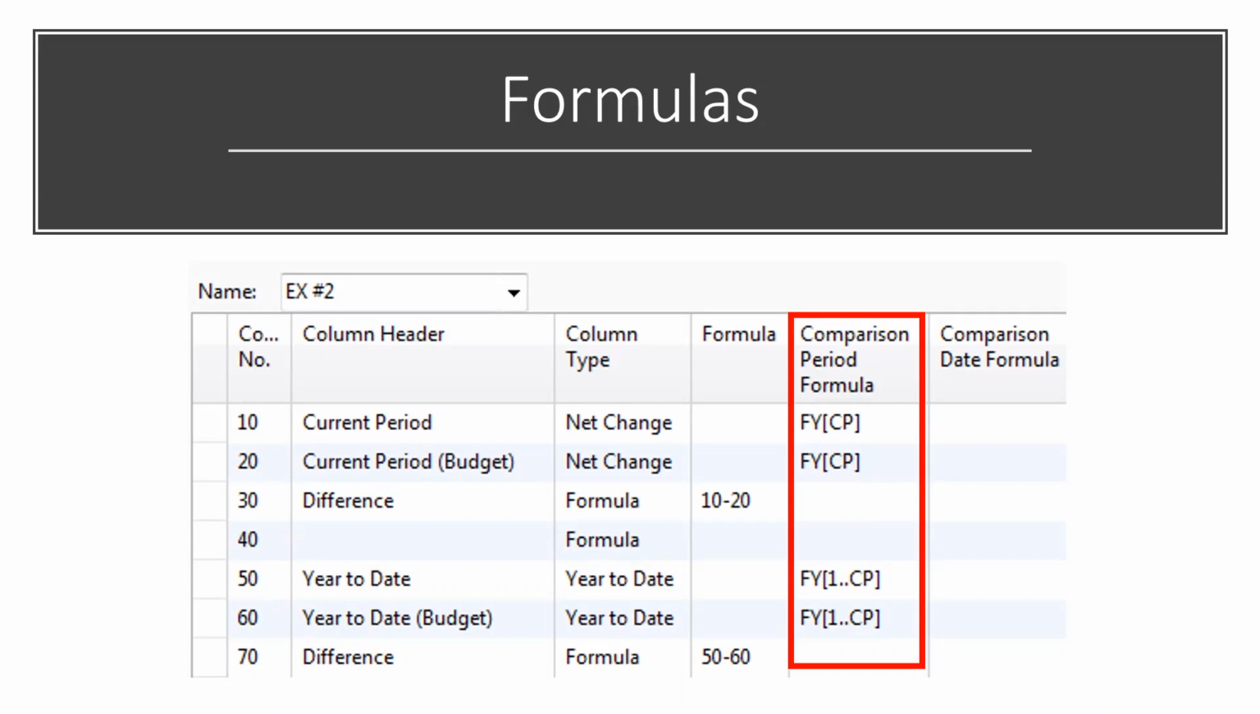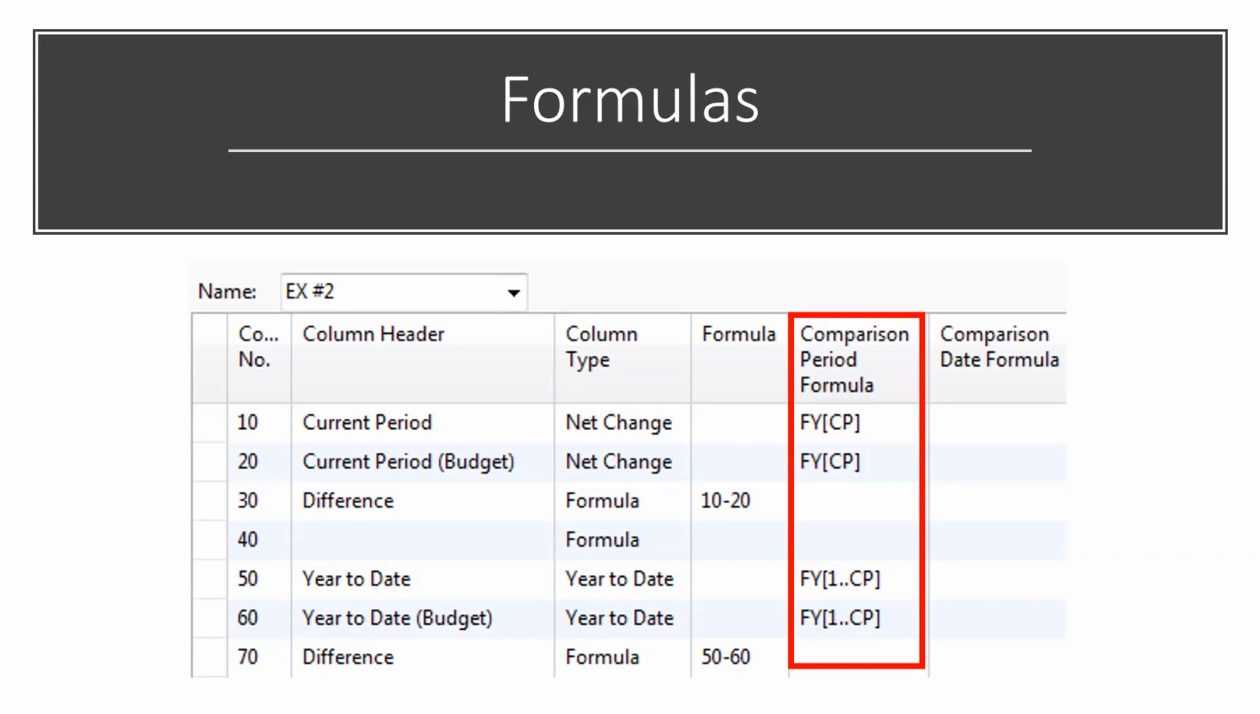Then I want to see the net change for the current period only. How do I tell the system that I want to present just that in my report? Well, FYCP means at this point in this row that I want the current period, right? Then the current period budgeted, and the difference. Look at the formulation in the formula column as well.